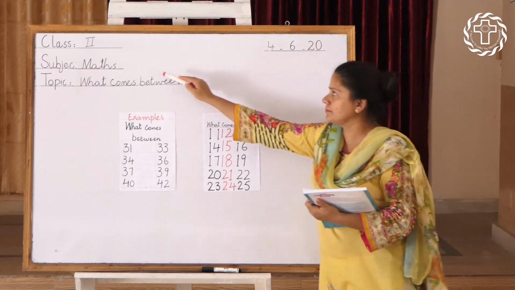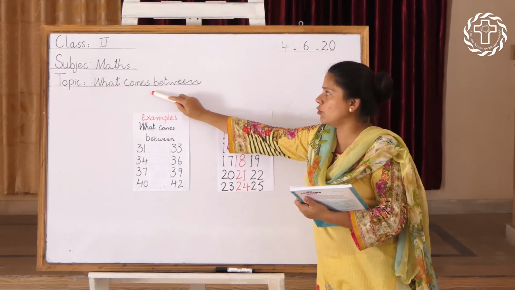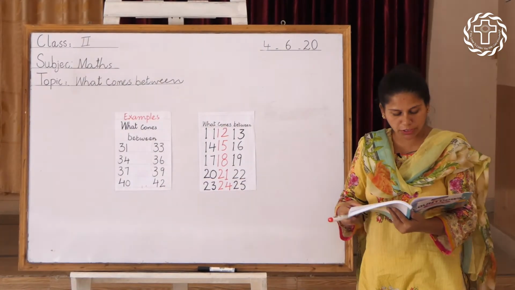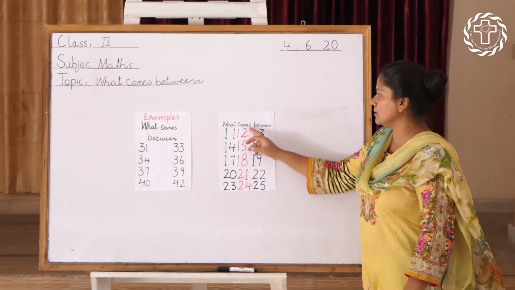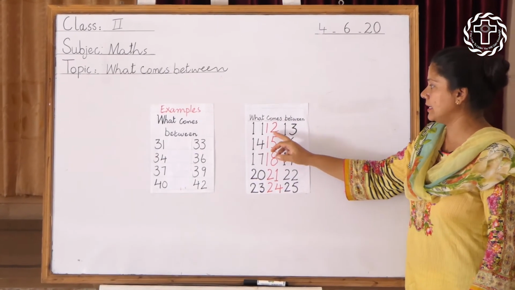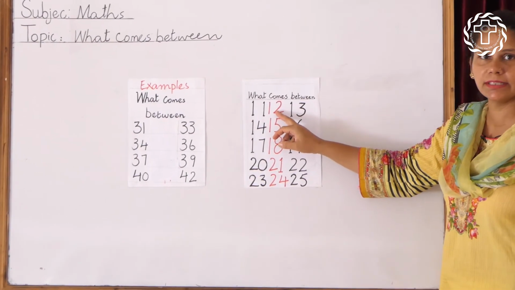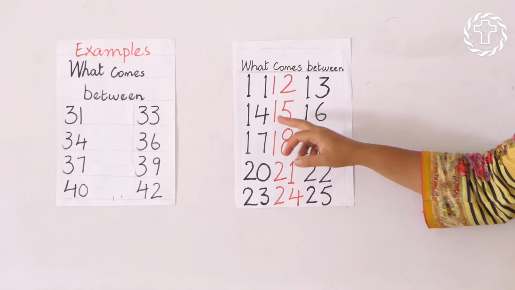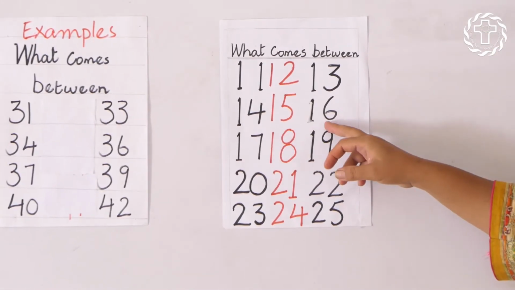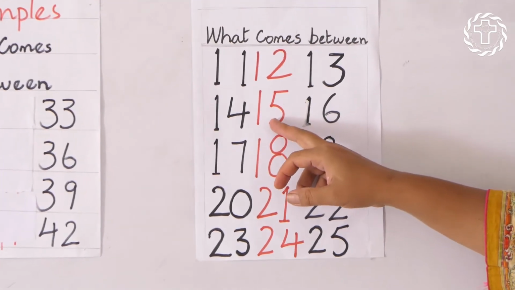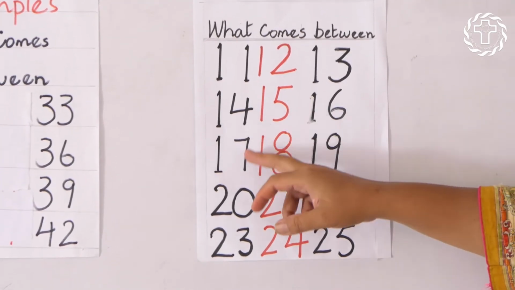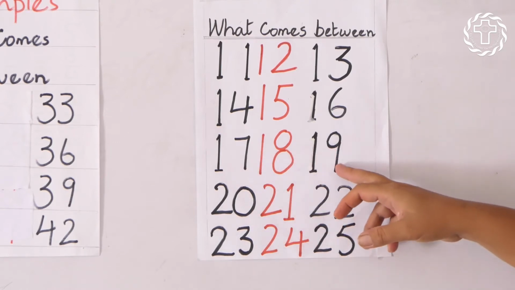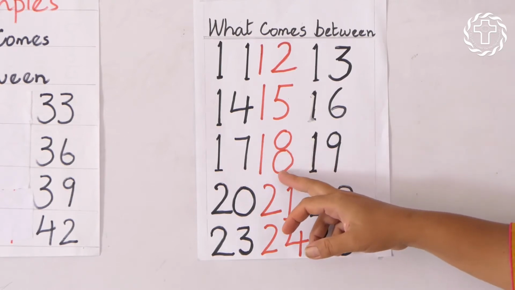Class 2, subject maths. What comes between? Open your book, page number 2. What comes between 11 and 12? 12 number is between. What comes between number 14 and 16? 15 is between number. What comes between 17 and 19? 18 is between number.